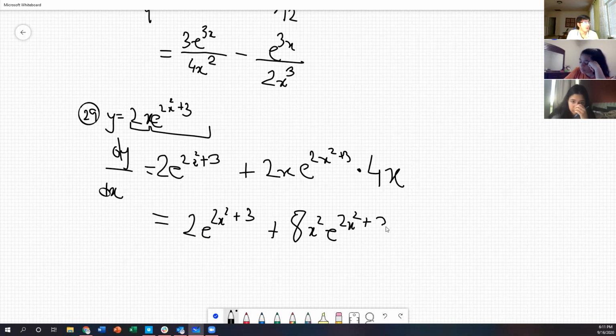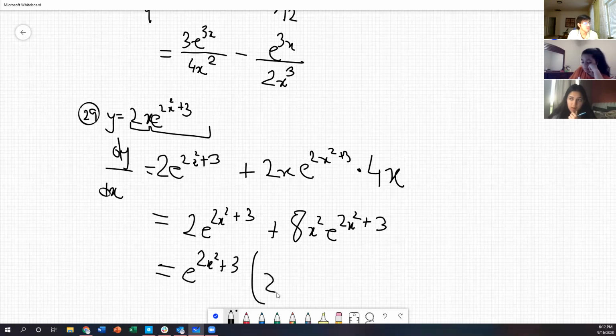Now, what some people might do, I didn't do in mine because I personally don't like to do it, because it's kind of like going a step backwards. But sometimes if you're actually testing it out with real numbers, you might want to factor it just to make your calculations a little easier. So factor out the e to the 2x squared plus 3, and you'll get 2 plus 8x squared. Okay?